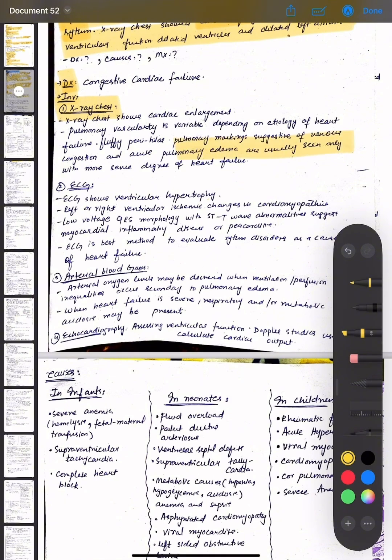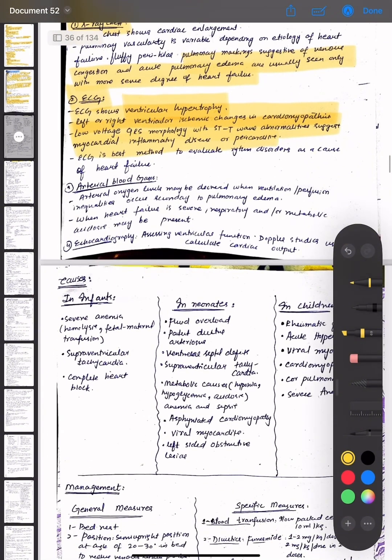Now ECG shows ventricular hypertrophy, and left to right ventricular ischemic changes in cardiomyopathies. Low voltage QRS morphology with ST and T wave abnormalities suggests myocardial inflammatory disease or pericarditis. And ECG is not the best method to evaluate rhythm disorder as a cause of heart failure.